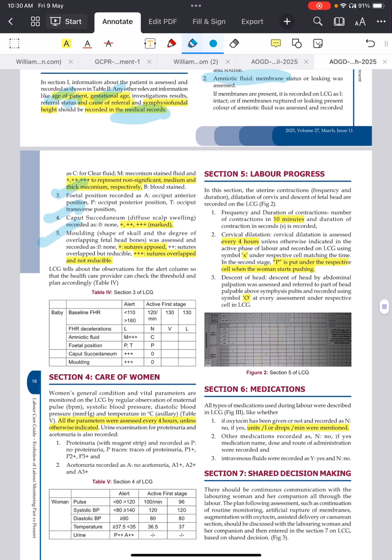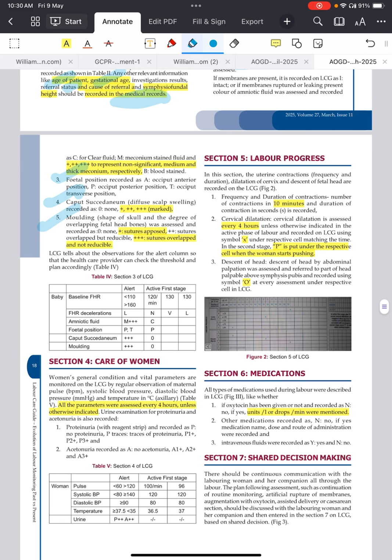Then see, this is the basal heart rate of the baby. If it is less than 110 or more than 160, it is an alert. Fetal deceleration should be taken. Fetal position, caput succedaneum, and molding.